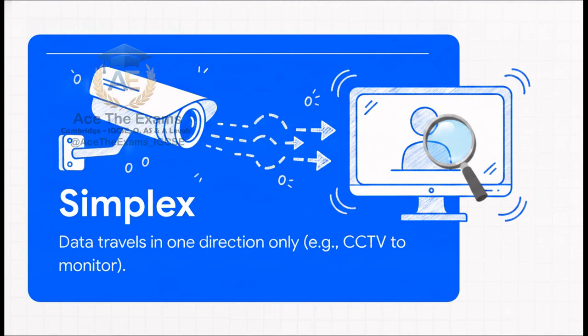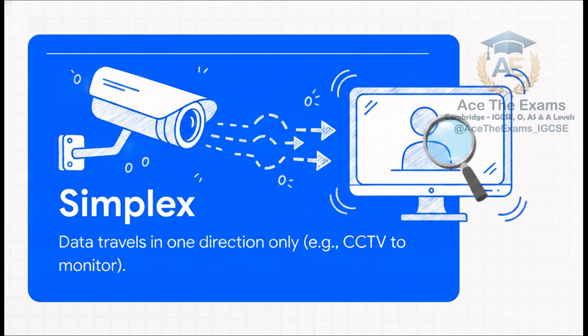So let's rapidly break down your core arsenal, starting with Simplex. This is a strict unidirectional process. Basically, data travels in one direction only. Think of a CCTV camera sending footage straight to a security monitor. That camera literally never receives data back.